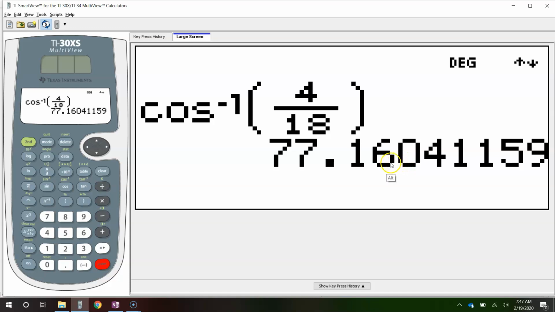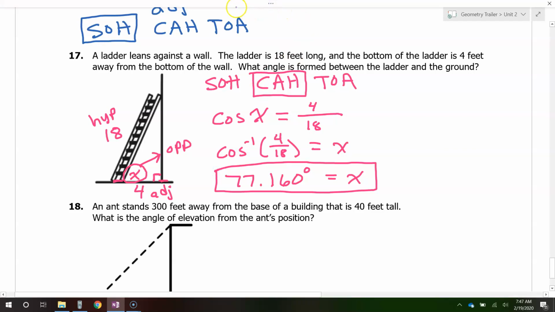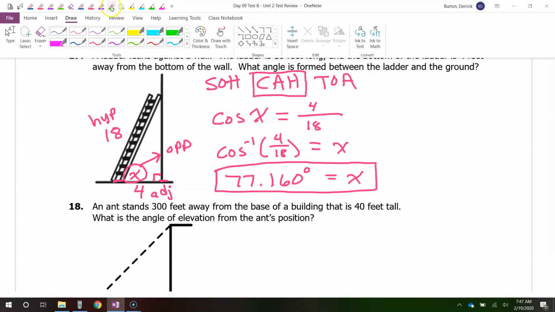77.160. All right, and this is an angle, so our units are simply degrees. All right, and that brings us to the last problem.